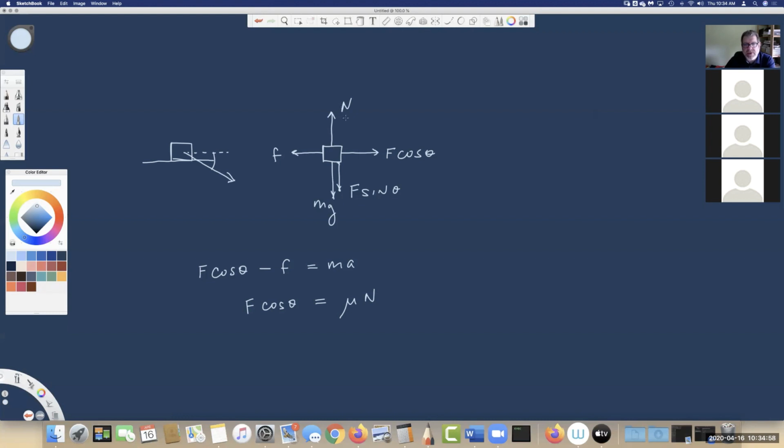I see here that the normal force isn't just equal to mg, but the normal force upward is equal to mg plus F times the sine of theta. So I have to plug that in down here as mu times mg plus F times the sine of theta. So there's the mass right there that I'm trying to solve for.